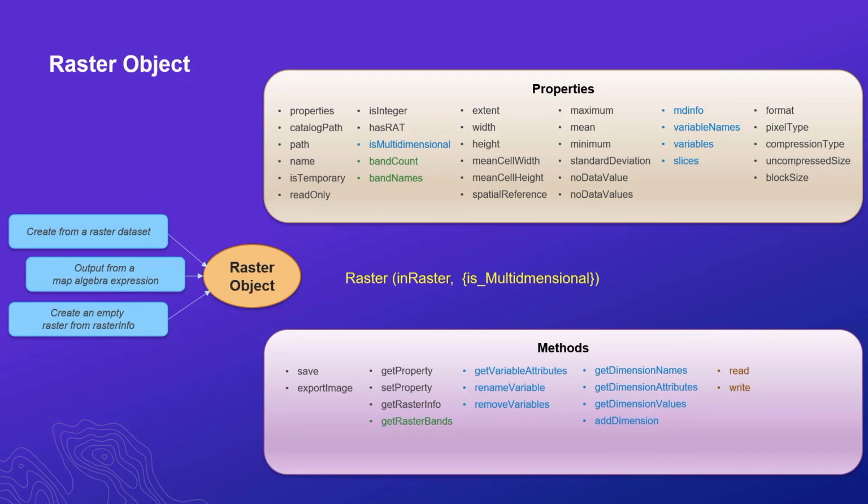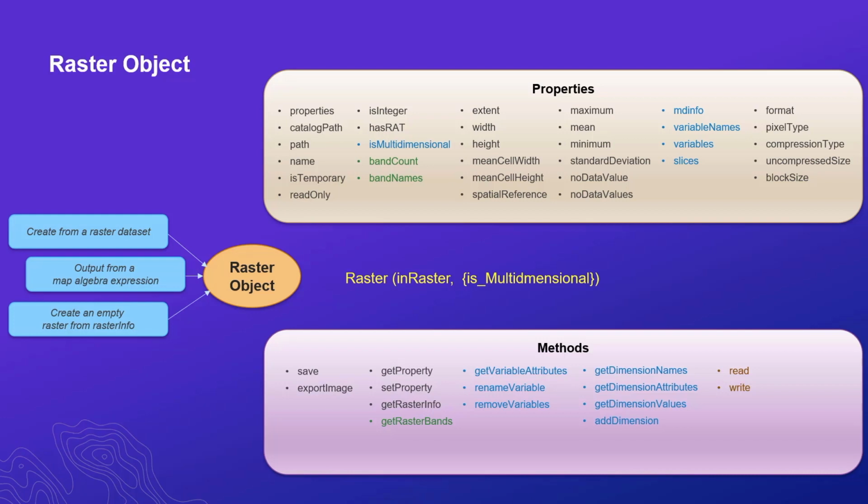This is not the only way you can explore the data. You can also take a closer look at the data through Raster Object in Python. Raster Object is something that represents your entire raster, whether it's a 2D raster, multidimensional raster, or a multi-band raster. You create it from a raster dataset, you get a raster object from an expression, or you can create an empty raster object pointing to an empty raster.